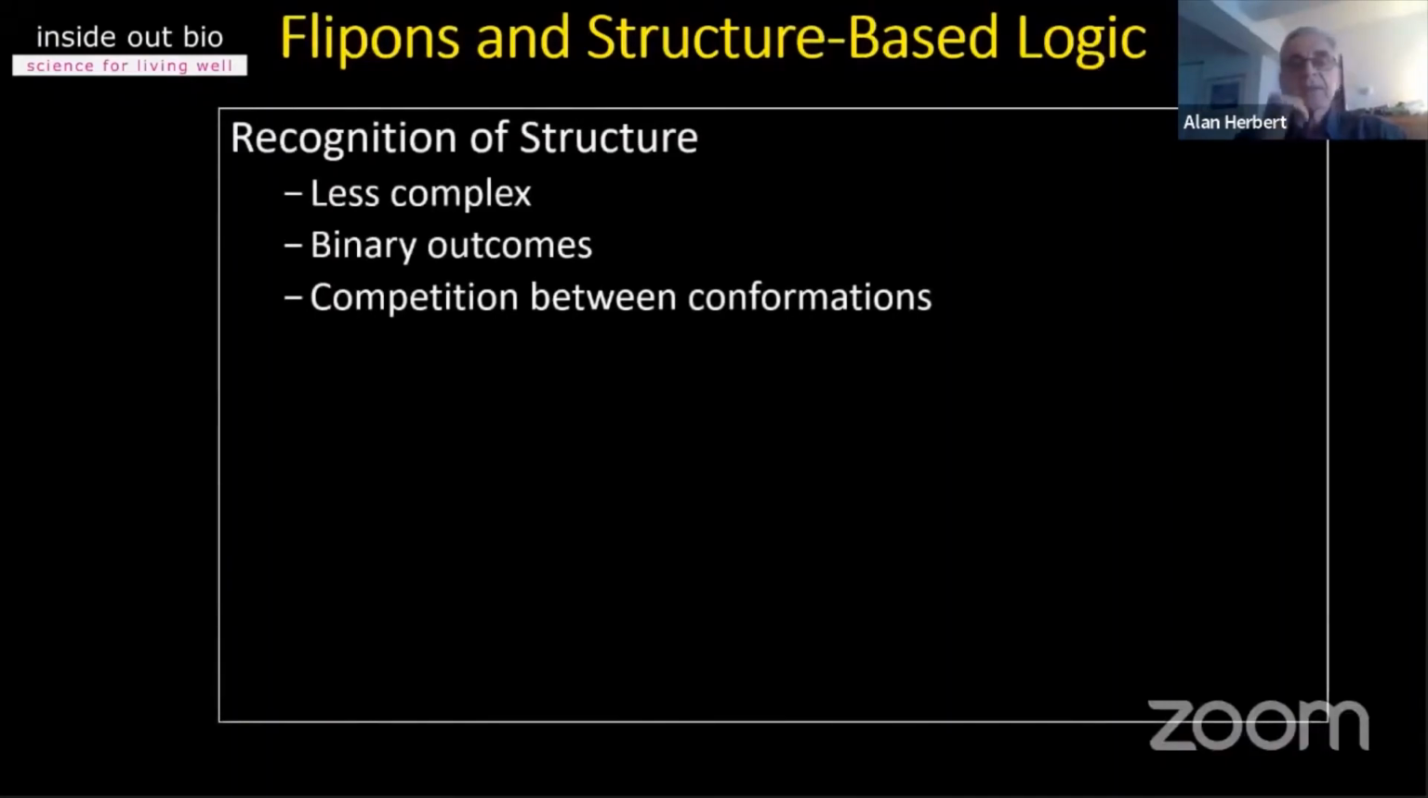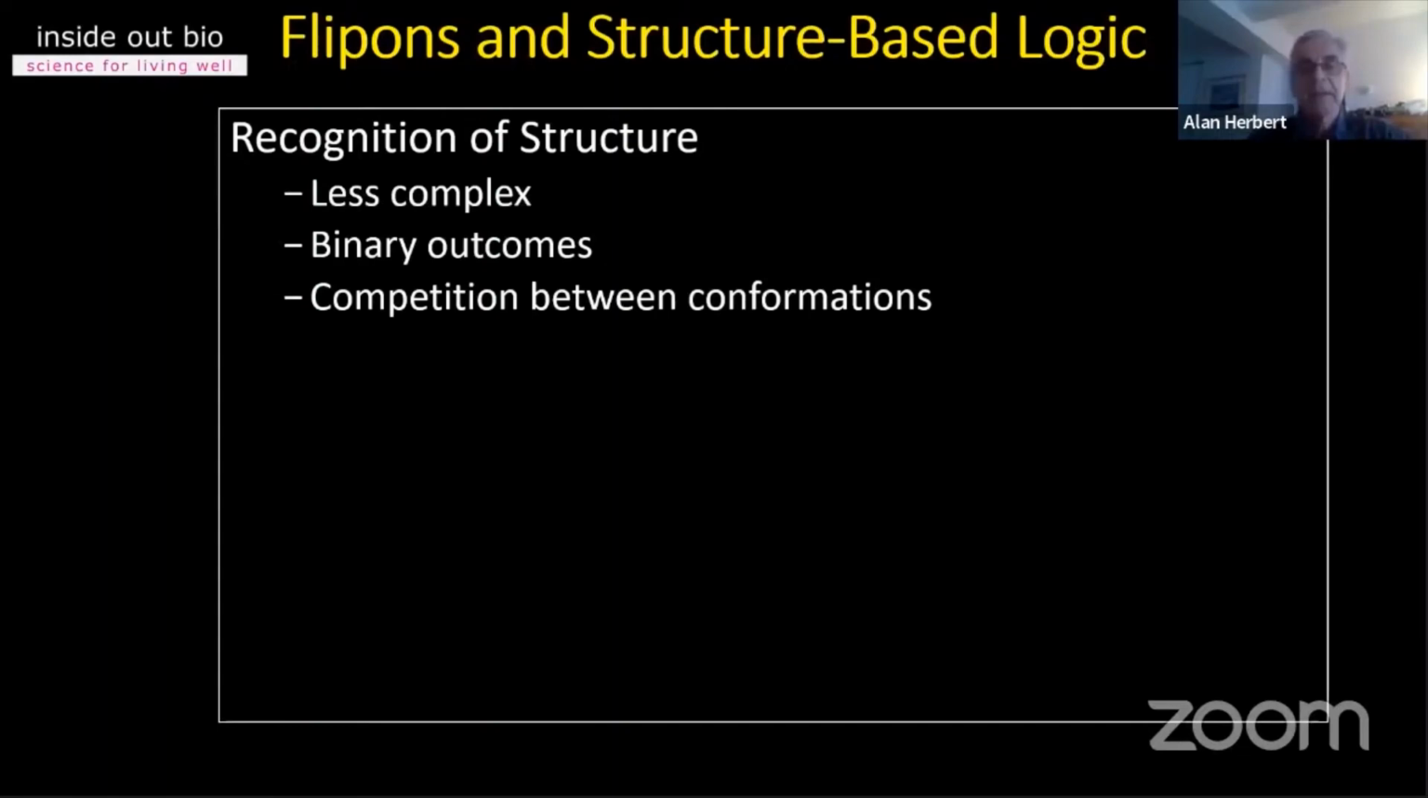So in contrast, with Flipons, Flipon-based logic is a lot less complicated and operations are a lot more limited, but it's a much more powerful system just because of these limitations. There are only a very small number of structures that DNA can adopt, and nature seems to take advantage of that. And so you're either in one structure or the other structure. So most of the outcomes are binary.